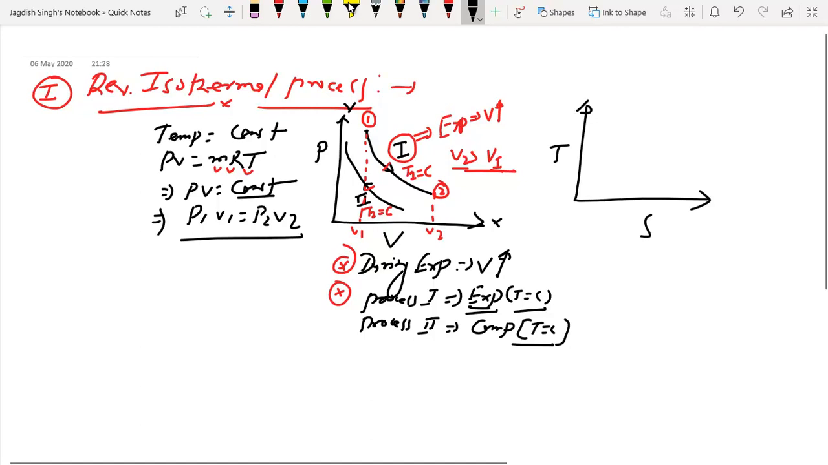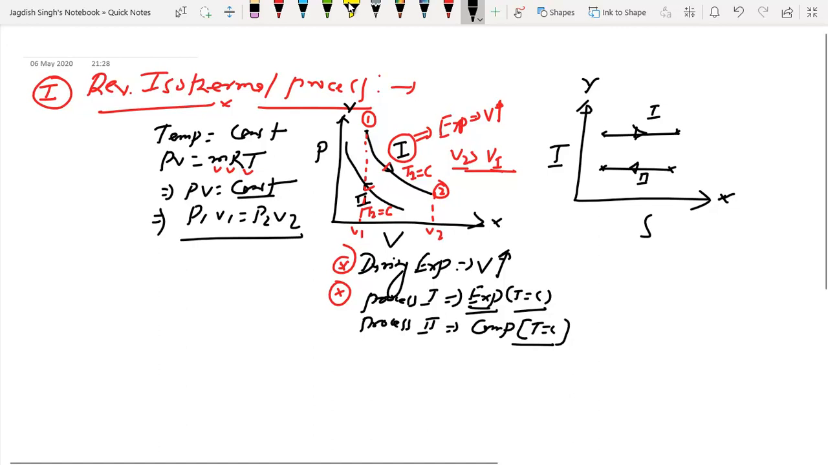Now, let us define this on the TS plot. Since this process is a reversible isothermal process, the line will be horizontal, because the temperature is on the y-axis. Let us suppose this is process 1 and this is process 2. In one process we move from left to right, and in the other from right to left. Now we have to find in which process the gas is expanded and in which it is compressed.